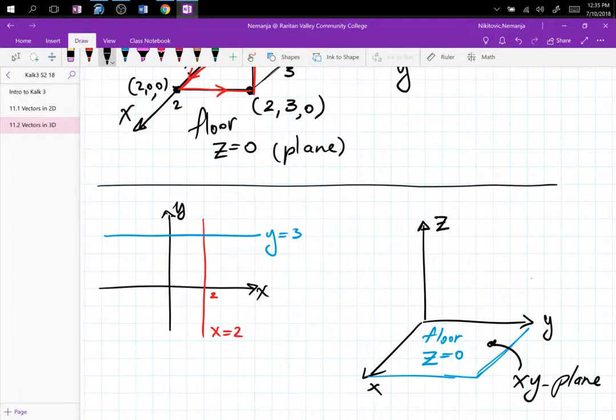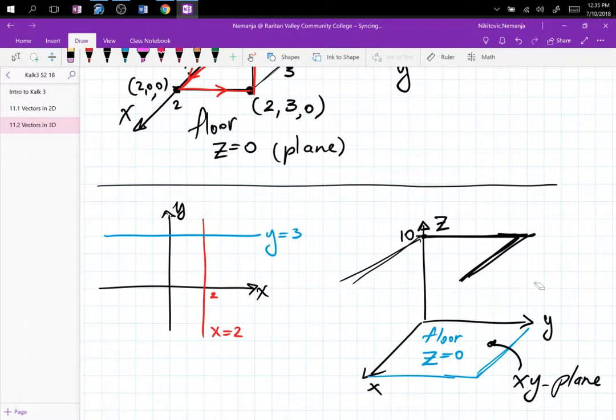Now, at height 10, I will have another plane at height 10. And that plane at height 10 will be z equals 10. These two planes are parallel to each other. They will never intersect. And they are separated, in the case of our classroom, by 10 feet of space. That's about 3.5 meters. So we have 10 feet in between these two planes.